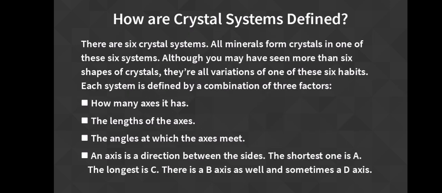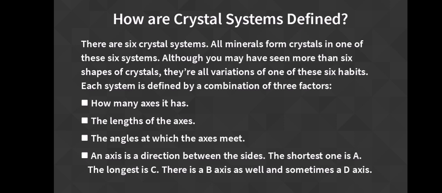How is crystal defined? So kanina, mineral, kung paano i-define yung minerals. So ngayon, crystal naman. There are six crystal systems. So yung 6 crystal systems is yung nabanggit natin nung una. Or 7 yun, 7. All minerals form crystals in one of these 6 systems, although you may have seen more than 6, so 7 nga, shapes of crystals. There are variations of one of the 6 habits.